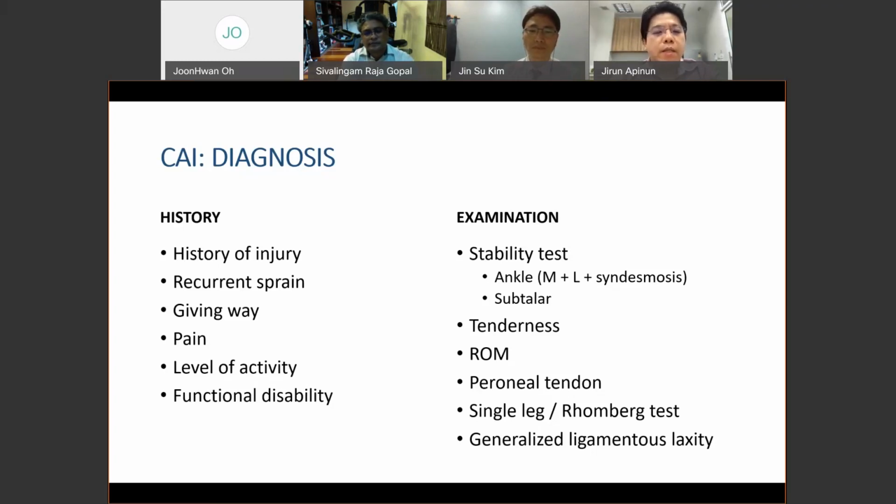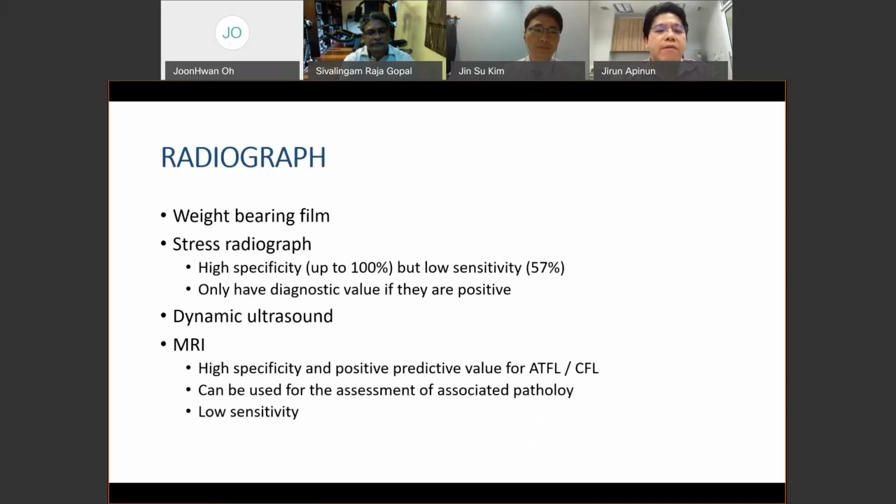Okay, next slide, please. Okay, the radiograph, the weight-bearing film is the standard one. The stress radiograph, even though it has high specificity, has low sensitivity, so the value of its use is limited because it has diagnostic value only if it is positive. The dynamic ultrasound can show the laxity of the ankle ligament well. However, it's operator dependent and needs an experienced person to show it.